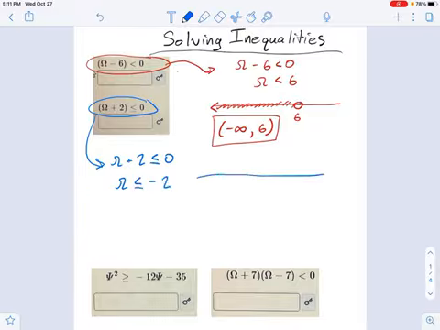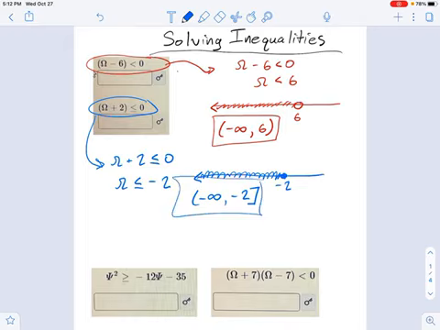And now it's a closed dot because all the values less than negative 2, including negative 2 itself, are acceptable solutions. The way I would say that is negative infinity all the way up to negative 2, including negative 2. So I would use this square bracket right there. Okay, so let's review. We're familiar with these things from polynomials.